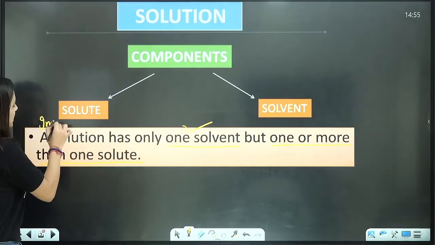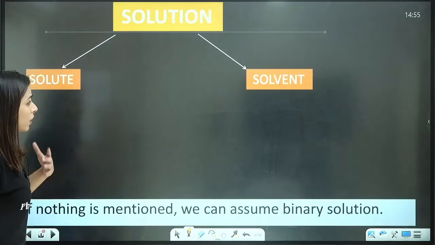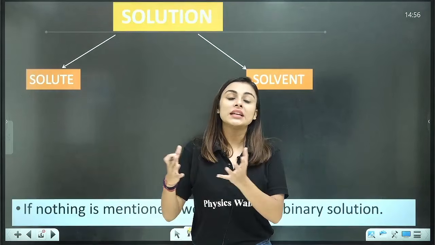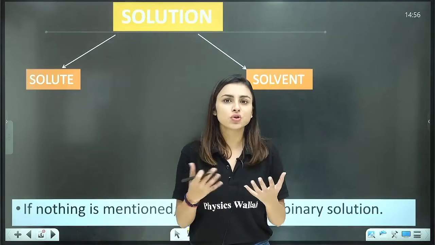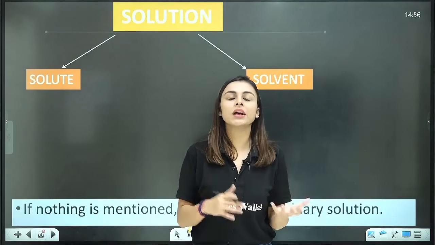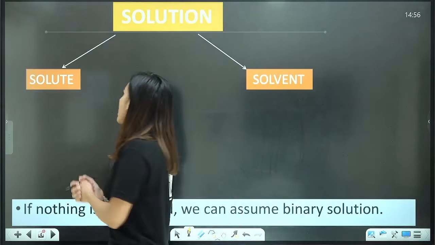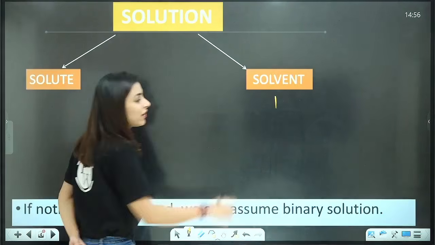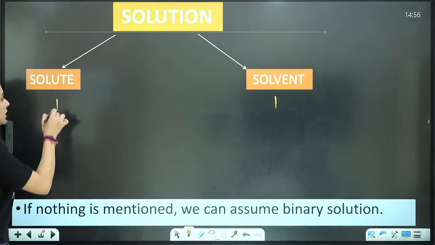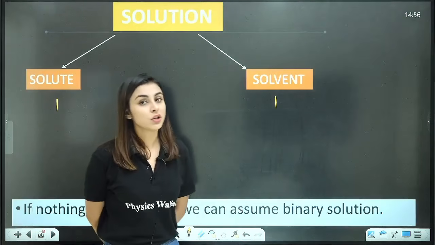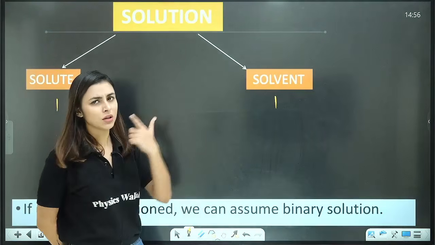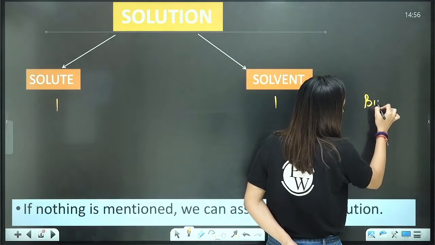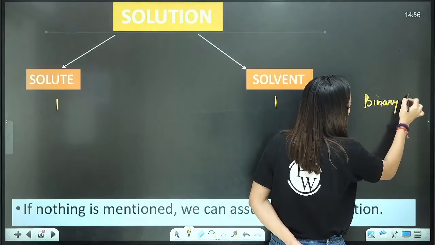Next. Whenever we have a different number of solutes, how do we classify the solutions? There should be some different names. So here are the different names. Whenever you talk about solvent, you will have only one. When you have one solvent and one solute, total components are two. 1 plus 1 is 2. And whenever you have two components, you call it a binary solution. It is a binary solution.